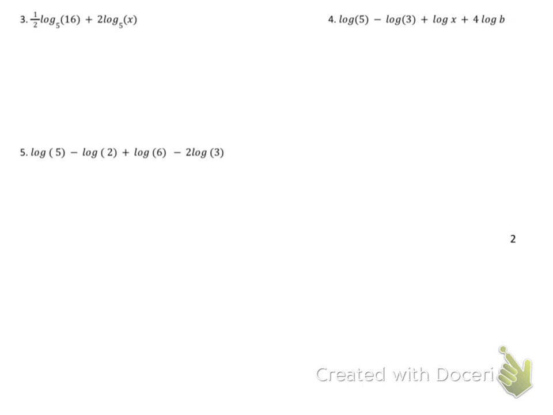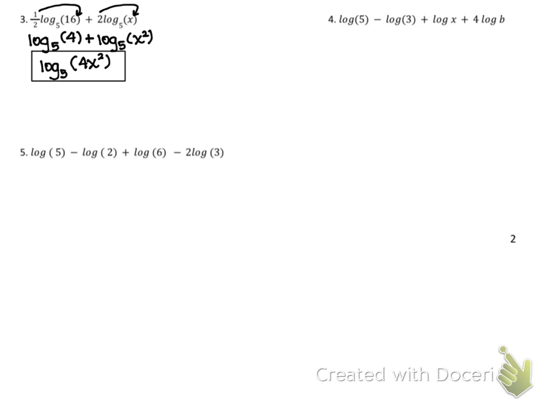Okay, same thing with question number 3. And at any point in time, you're welcome to pause this video, see if you can get the answer, and then just come back and check yours against mine. Okay, so coefficients have to go up first. So this is going to be log base 5 of, 16 to the half power is 4. Remember, power over root. Log base 5 of x squared. Logs match, bases match. They're all positive logarithms, so it's all multiply. That's it.